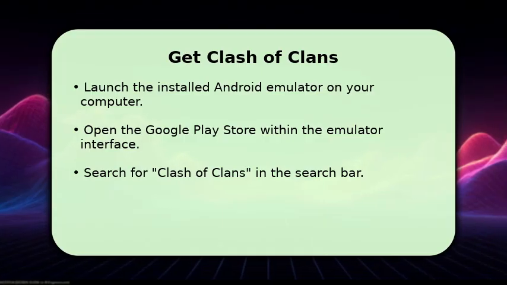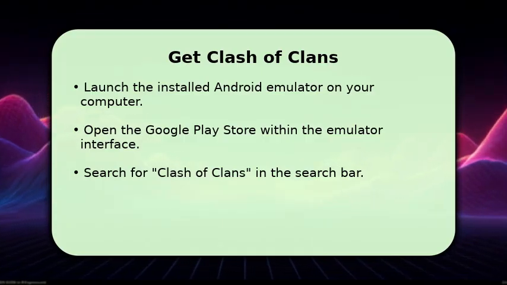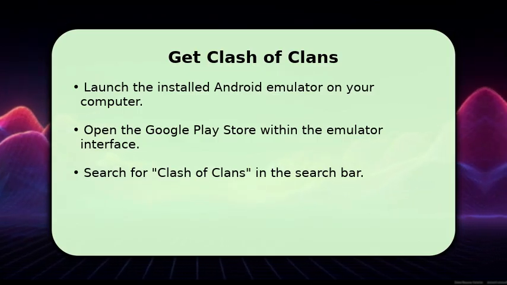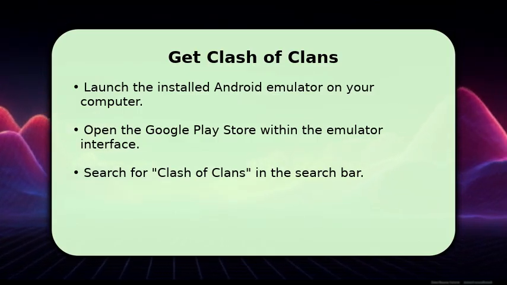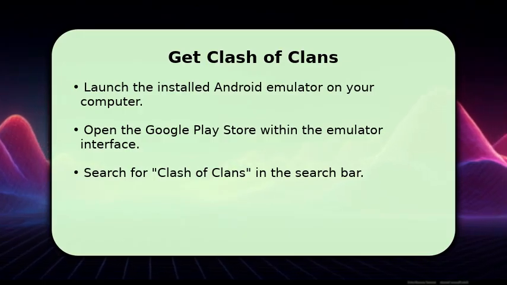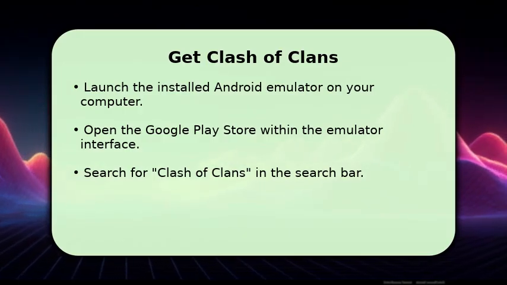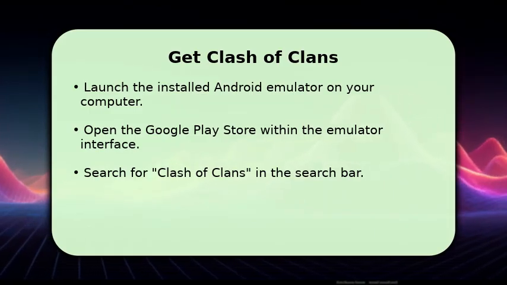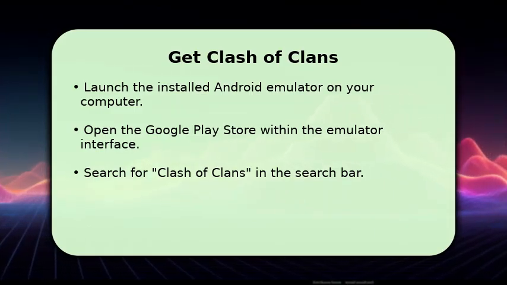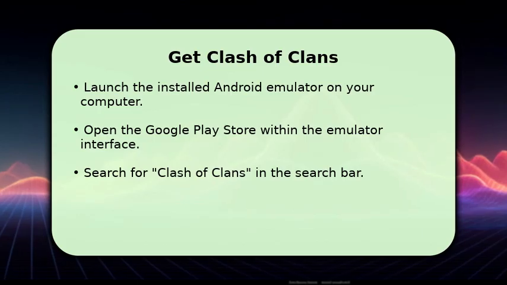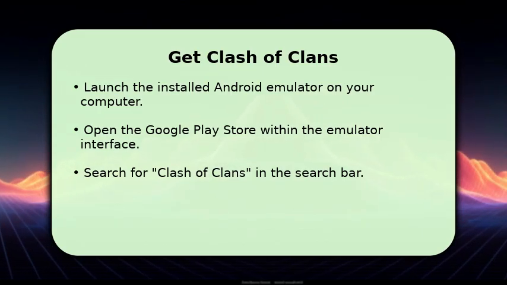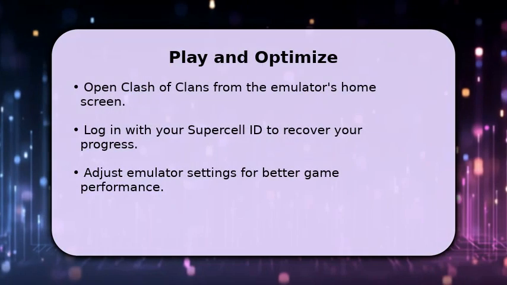With your emulator successfully installed, it's time to get Clash of Clans. First, launch the emulator from your desktop. You'll see an interface that looks very much like an Android tablet or phone. Locate and open the Google Play Store icon, which is usually prominent on the home screen. In the Play Store, use the search bar at the top to find Clash of Clans. Once you find the game, simply click the Install button to download and set it up within your emulator. Now you're ready to play.